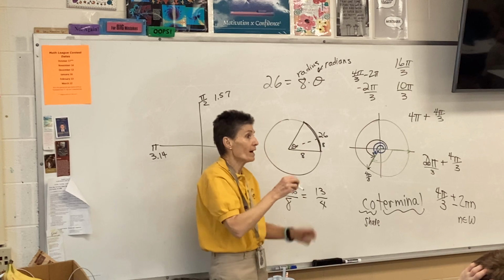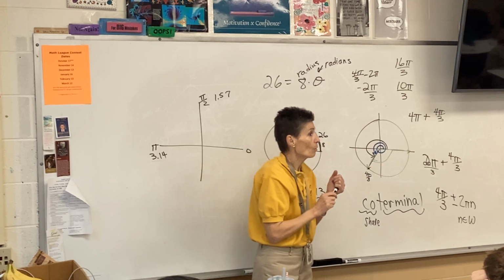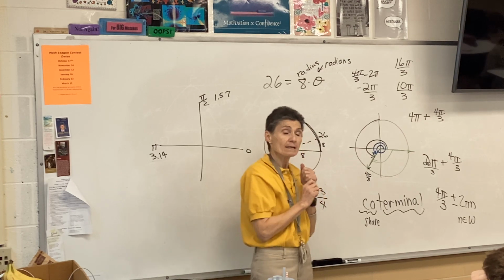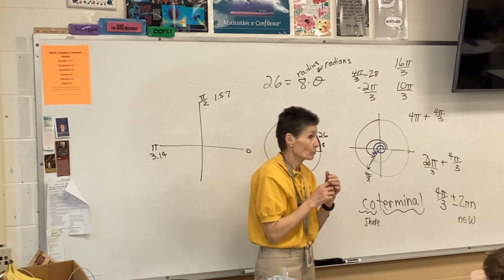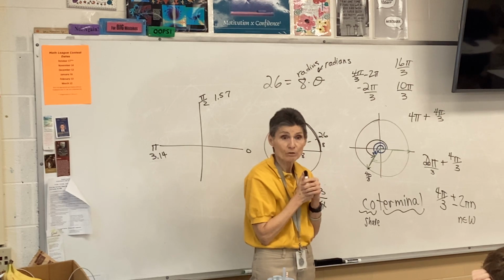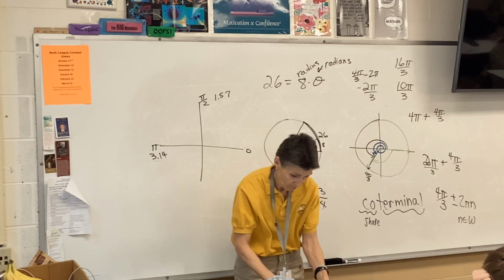How do we find coterminal angles? We add or subtract revolutions. If we were working in degrees, we would add or subtract 360. But in radians, we're going to add or subtract 2 pi. Okay, everybody got that? Okay.